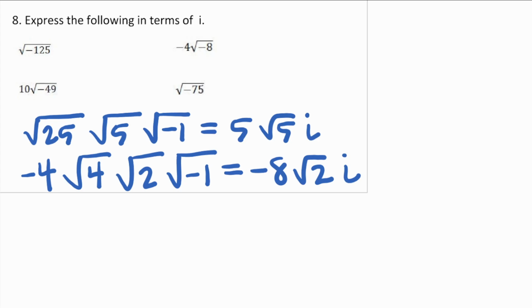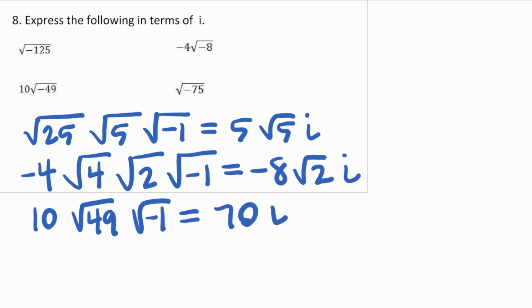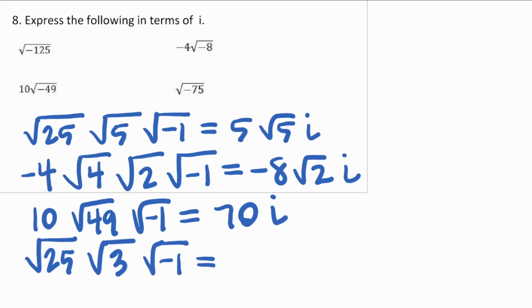10 square root of -49, okay, well I'm just going to say that's 10 times the square root of 49 times the square root of -1. And that's going to be equal to 10 times 7, which is 70i. The square root of -75, okay, that's divisible by 25, so I'm going to use that. Square root of 25 times the square root of 3 times the square root of -1, that's going to be 5 root 3i.